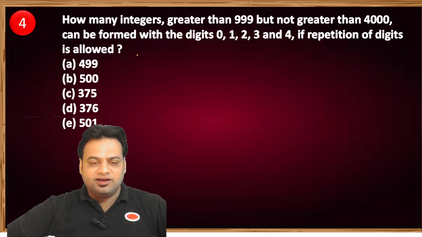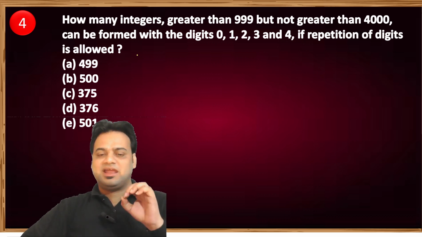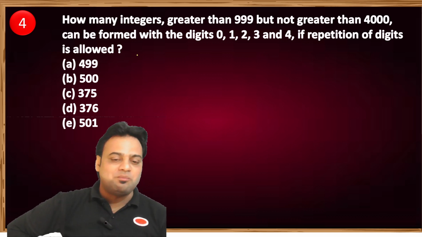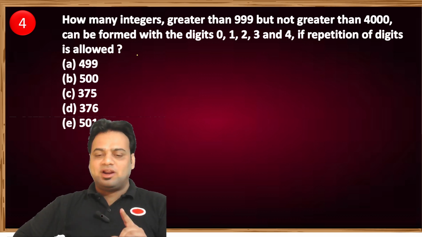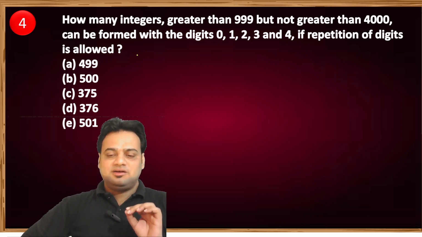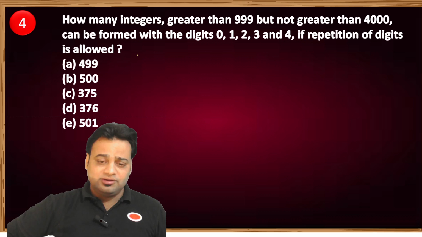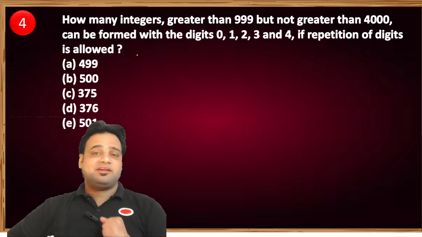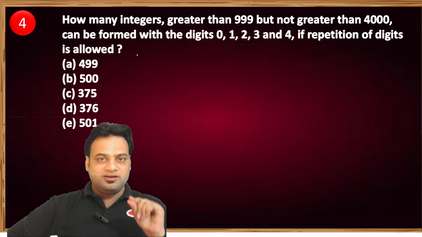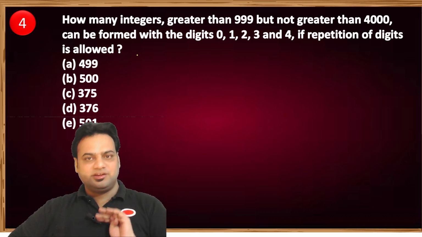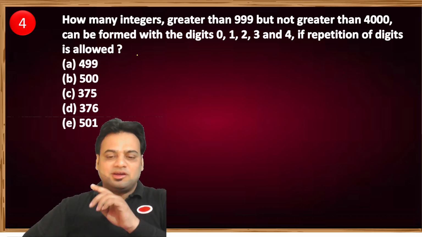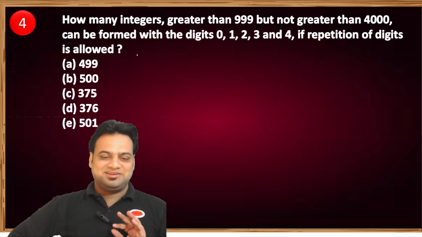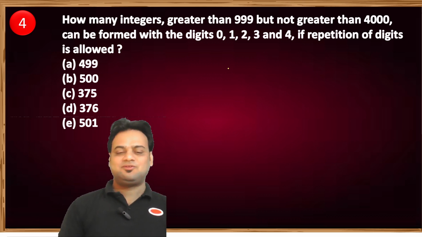The next question is: how many integers greater than 999 but not greater than 4000 can be formed with the digits 0, 1, 2, 3, 4 if repetition of digits is allowed? If the number is greater than 999, it is surely at least 4 digits, and not greater than 4000 means also a maximum of 4 digits. So the numbers are 4 digits.